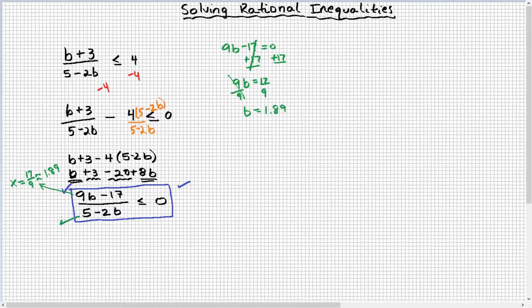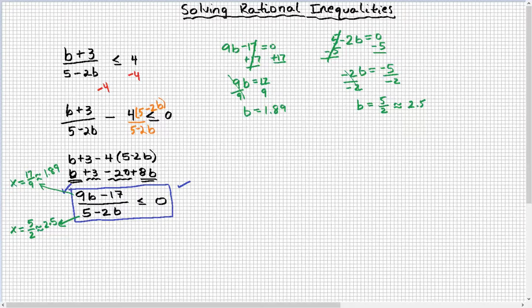And then from the denominator, we need to solve this one as well. 5 minus 2b equals 0. Minus 5, minus 5. Negative 2b equals negative 5. Divided by negative 2, we get that b equals 5 halves, or approximately equal to 2.5. So x equals 5 over 2, or basically 2.5.